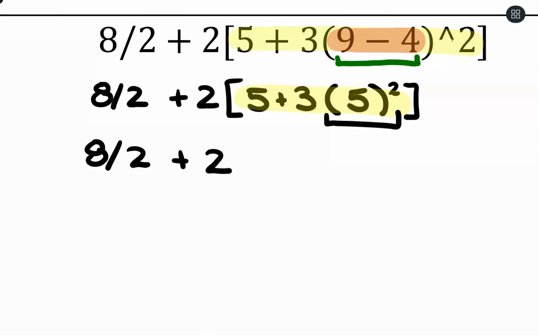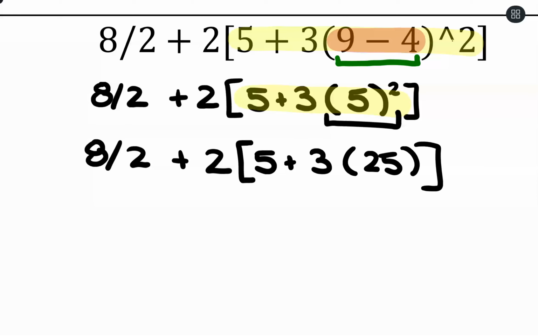Essentially what happened is I restarted PEMDAS inside of this set of parentheses. So inside of here, I went, okay, evaluate parentheses. Now I'm doing exponent. So inside the square brackets, we have 5 plus 3 times 5 squared, which is 25. All right, still in these parentheses here, simplifying.